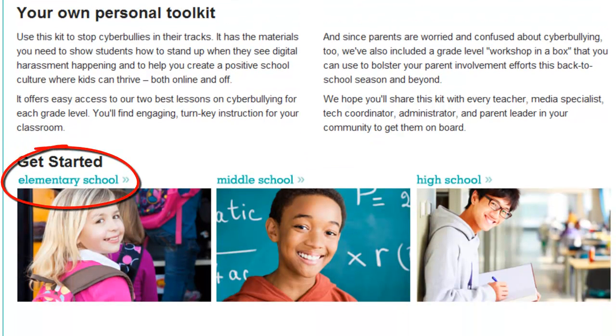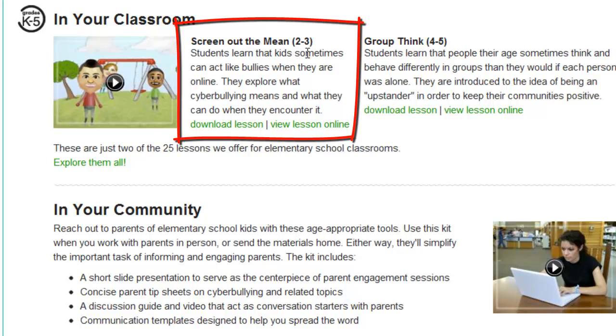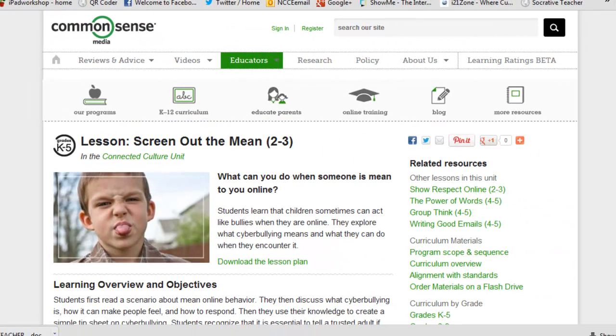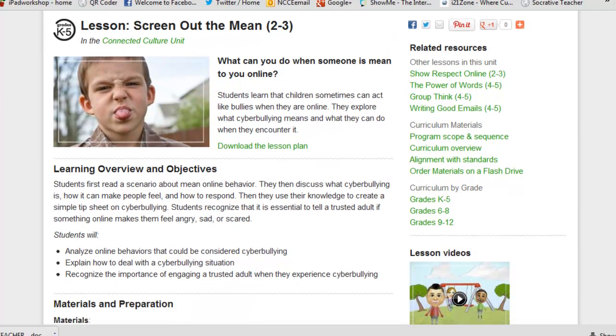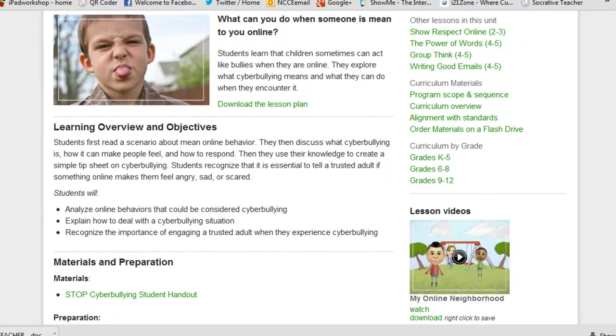We were then asked to look at one of the lesson sections, and I opted to look at elementary school. In this particular area, there are 2 lesson plans that are presented. The first one is for grades 2 to 3. And what this does in this lesson, and I'll click on the link so you can see, is it helps children develop strategies for what they should do when someone is actually cyberbullying them.